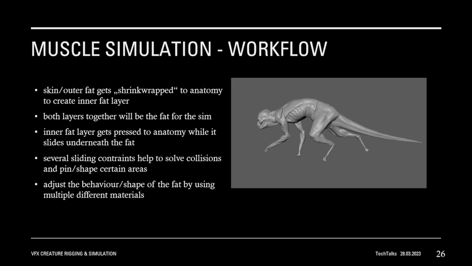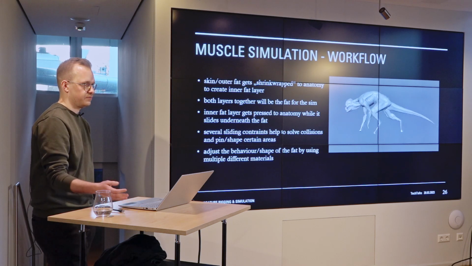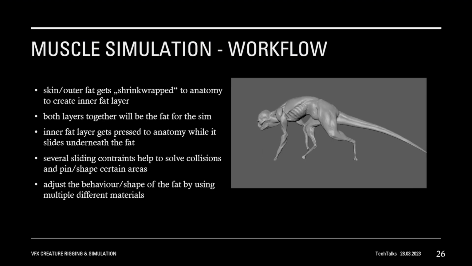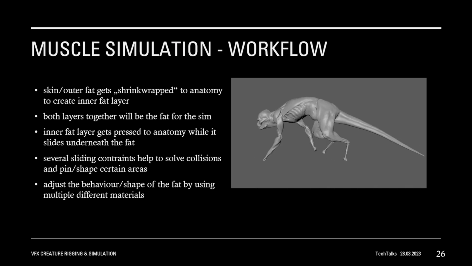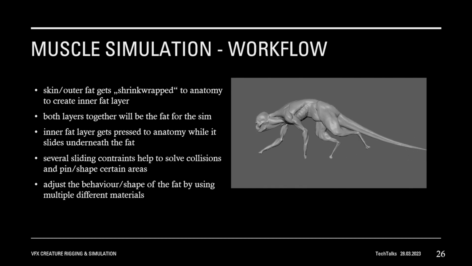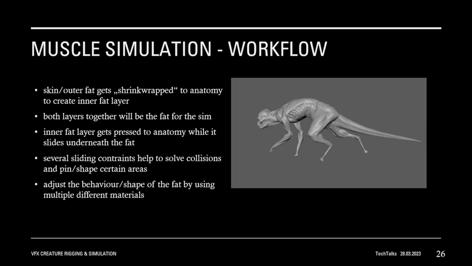After that, before you get to the fat, you need to create the fat. Normally you get the outer layer of the mesh, so it's basically the body, the thing that you would model, for example, in ZBrush. I'm using that to shrink wrap it to the anatomy to create an inner layer, which is more or less a fascia layer. Both of these layers get combined, and this will then be the fat in the simulation. The effect of this fat, as you can see on the right, is that the anatomy slides underneath this layer.